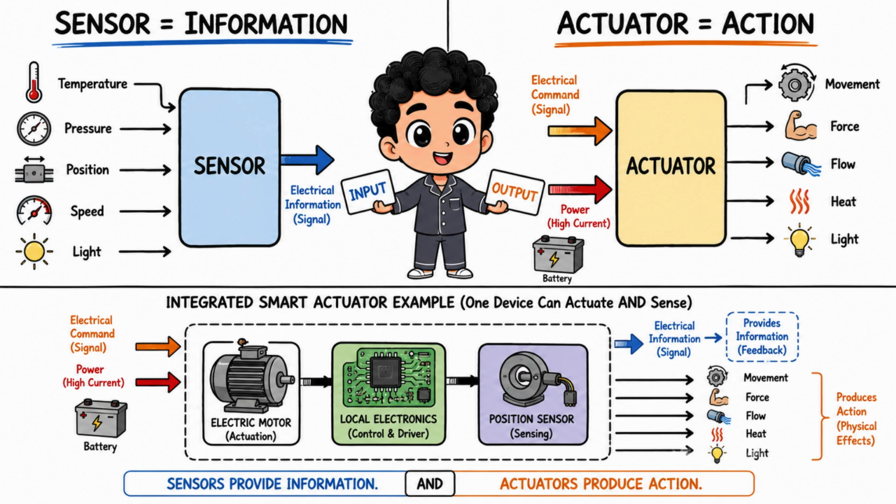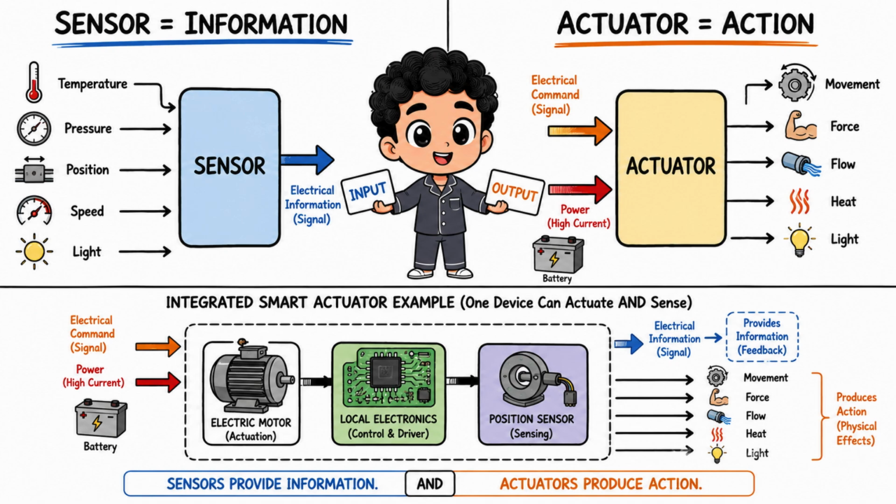An actuator works in the opposite direction. It receives a controlled electrical command and uses available energy to create a physical effect. That effect may be movement, force, pressure, fluid flow, heat, light, or sound. Sensors are therefore mainly associated with system inputs, while actuators are mainly associated with system outputs.